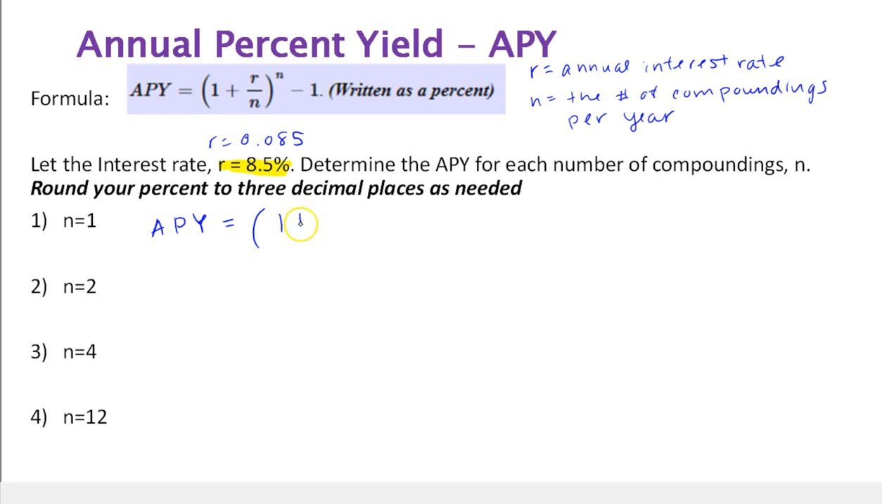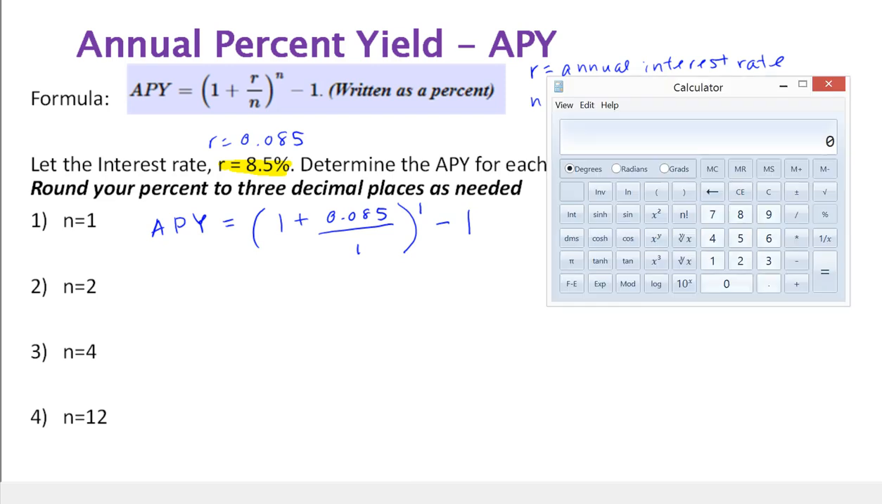we have 1 plus 0.085. The number of compoundings per year is 1. And then we're going to subtract 1. When we're done, we'll change this to a percent after computing this by multiplying by 100. Okay. So, in general, even though we don't need to here, we're going to start by computing this ratio, adding 1, raising it to the exponent, then subtracting 1. So this is the order of operations.